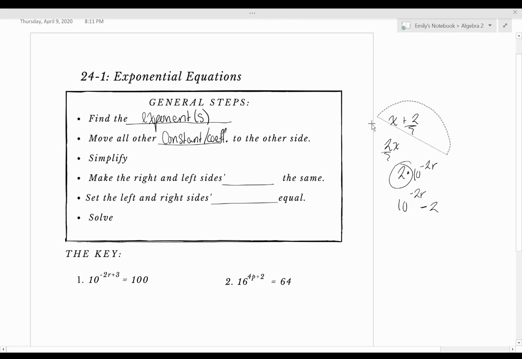Then from there, we're going to simplify, which you just saw. We're going to get it all to one side if we haven't already. Then we're going to make the right and left sides bases the same. And a base is, if I say b to the m power, the base is the b. It's the bottom, the larger number in an exponent. And then we're going to set the left and right sides exponents equal to one another.